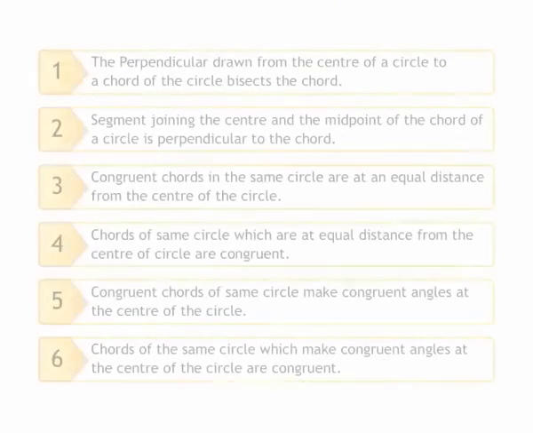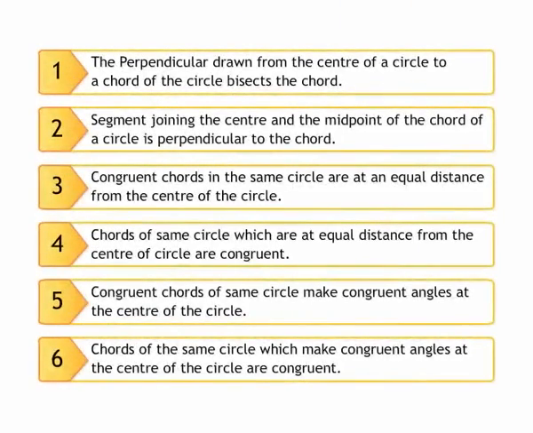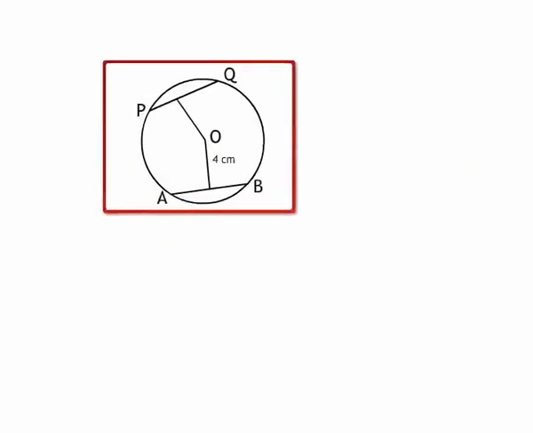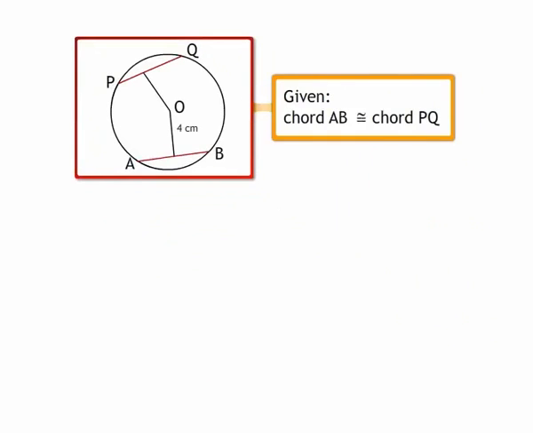Now, let us revise all the properties once again before solving a few more examples. Look at the figure of the circle with center O and chord PQ congruent to chord AB. Chord AB is at a distance of 4 cm from the center of the circle O. Now, using the second property, let's find the distance of chord PQ from the center O of the circle.